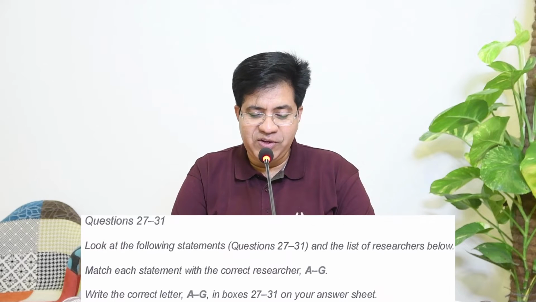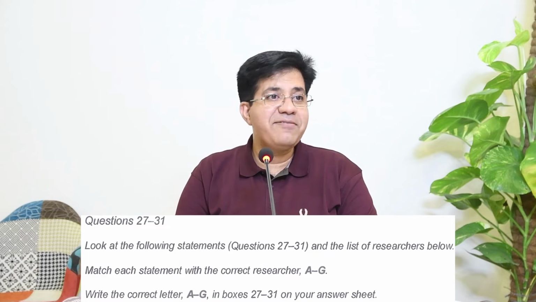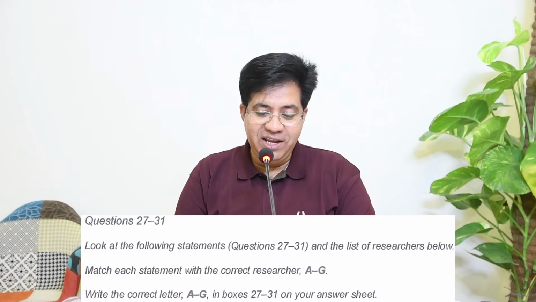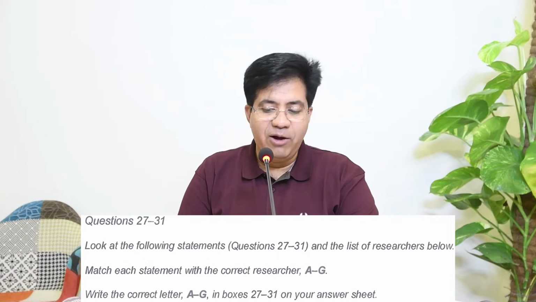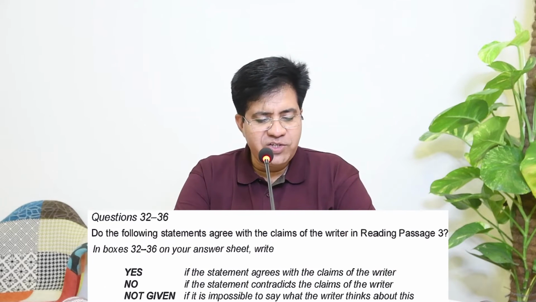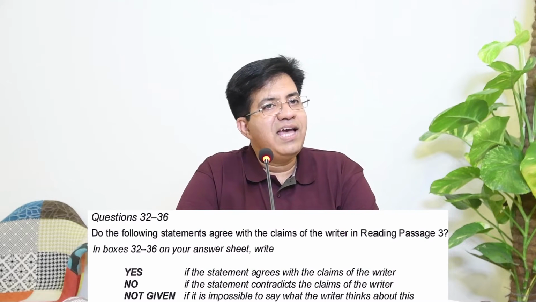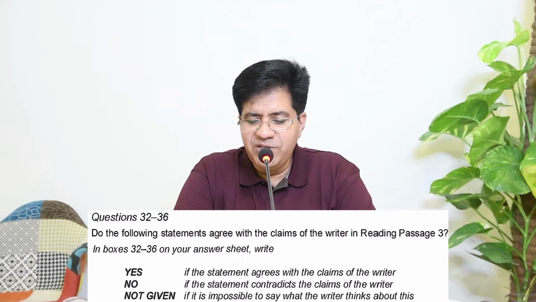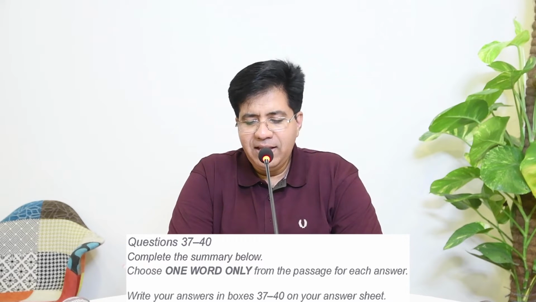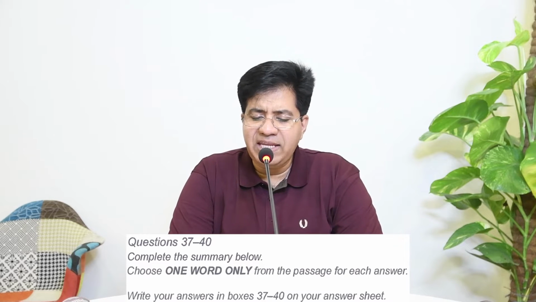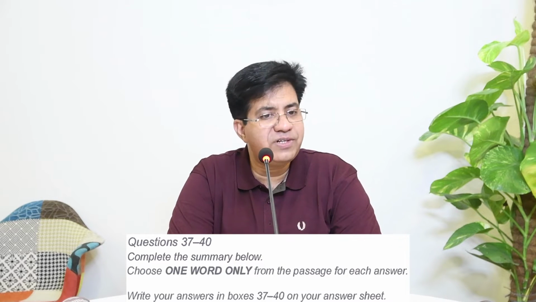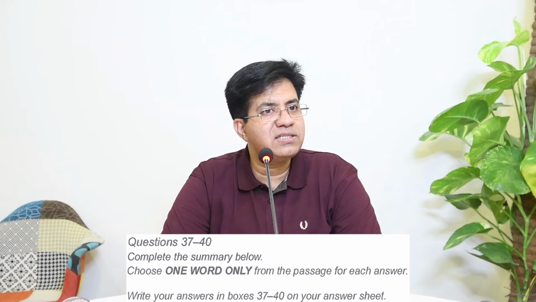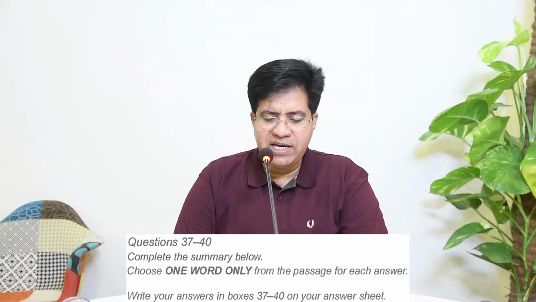Questions 27 to 31, matching. This time questions are 5 and options are 7. So some options will not be used. Don't worry, we'll learn how to deal with that. Next, questions 32 to 36, Yes, No, Not Given. Type A or B? A. And questions 37 to 40? A, guided play. So it's a very good idea to start from 37 to 40 first, then 32 to 36, and finally you can come back to 27 to 31.